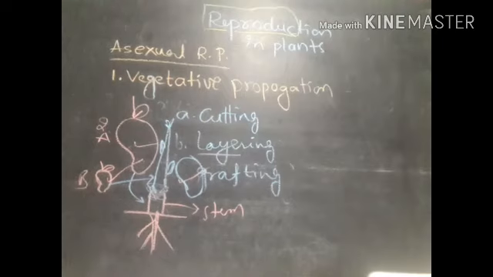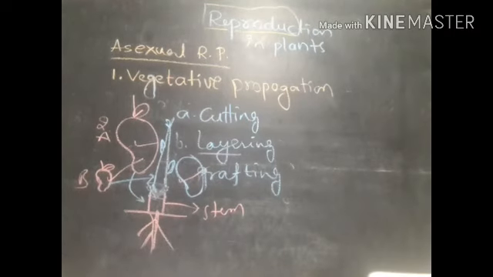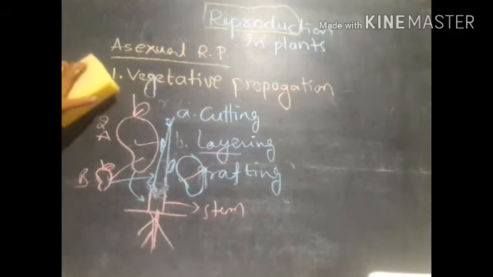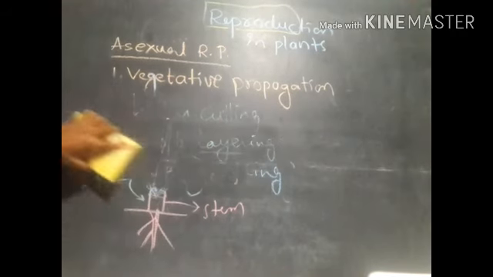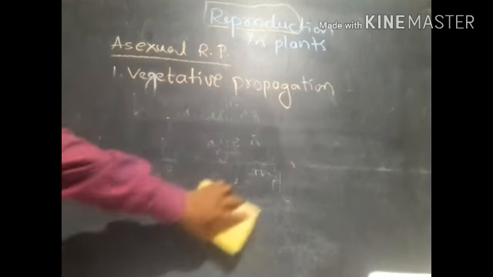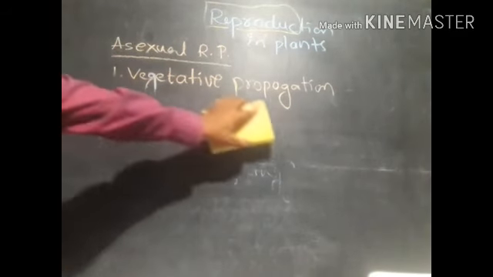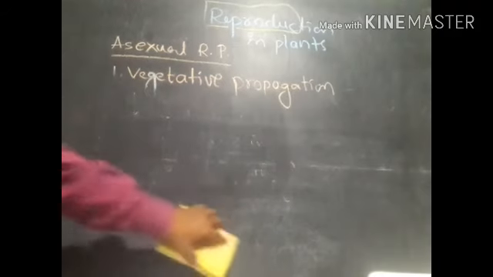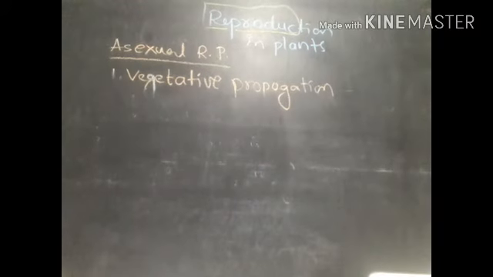So all these are vegetative propagation by artificial means. We are going to do that. Let us see, naturally also it takes place. Vegetative propagation takes place with the help of roots, stem, as well as leaves, right? So the very first one, vegetative propagation by the stem, right?